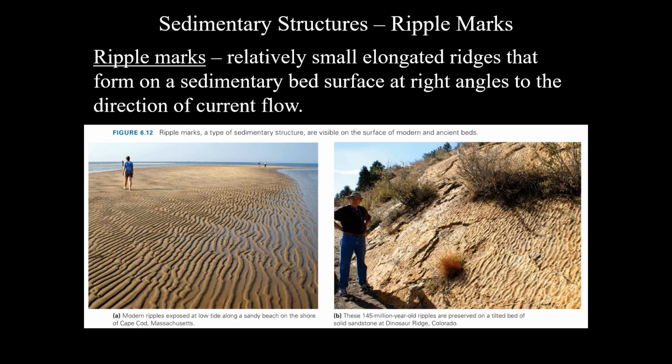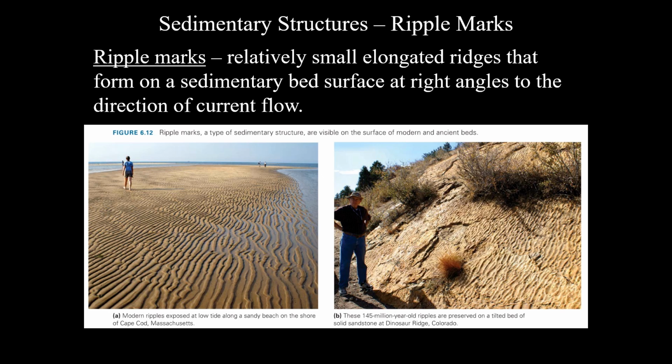Here's that example of ripple marks. So ripple marks are a sedimentary structure. They are a surface structure. They're formed, for example, in beaches. You can see on the left there, that's Cape Cod, Massachusetts. That wave action as the waves wash up and wash back as the tides change create these really distinct ripple marks. And there on the right is an image of a 145 million year old sandstone in the Dinosaur Ridge, Colorado area, where we also see these distinct ripple marks.